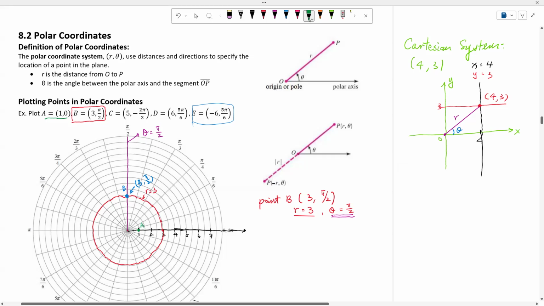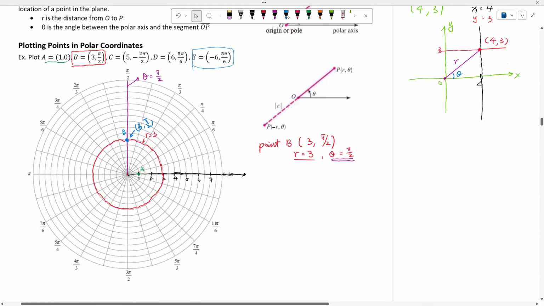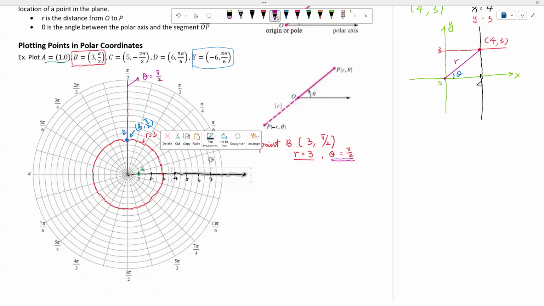And how about point C? Now we have a negative angle. Of course we know that a negative angle basically means the angle is in a clockwise direction. So in this case, this one right here will be negative pi over 3.